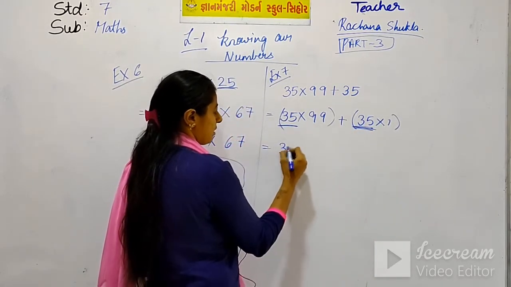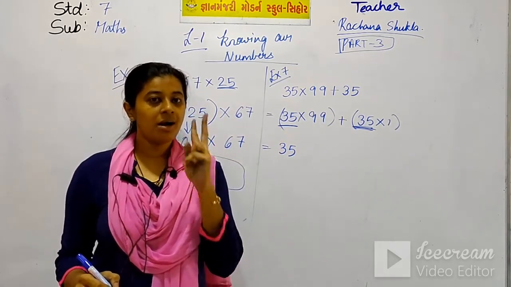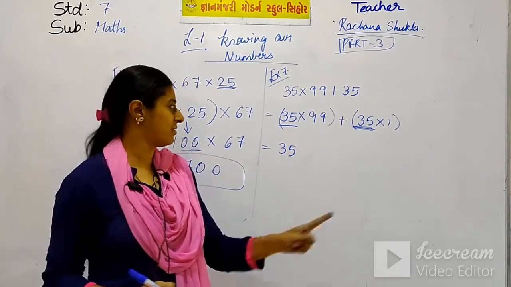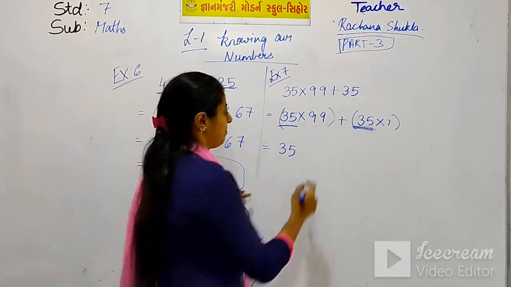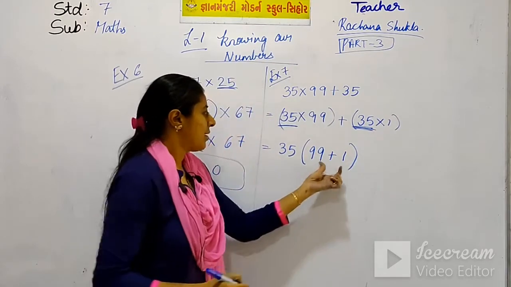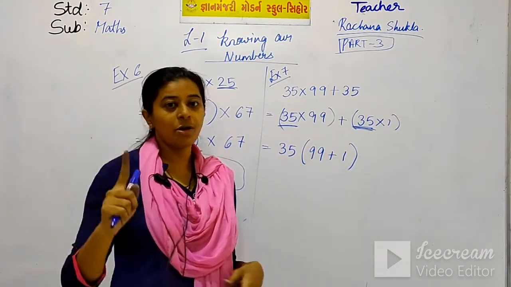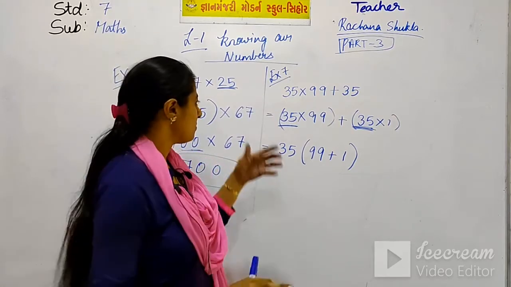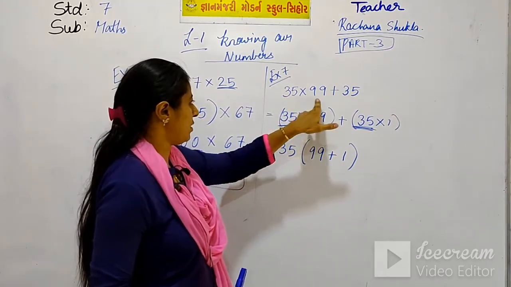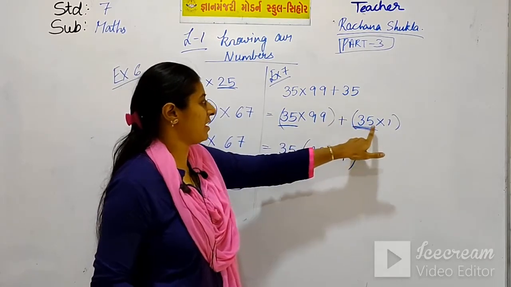So we will write 35 as common. And we have two children. How many children do we have? Two children. That is 99 and 1. So 99 plus 1. Why plus 1? Because here it is plus. Remember the rule of mother and their children. First 35 into 99. Here plus. And 35 means 35 into 1.